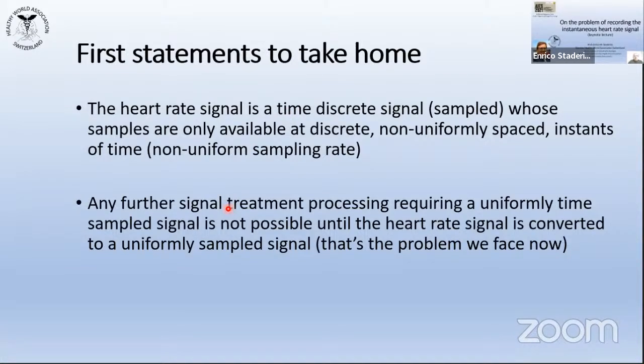So, first statement to take home: the heart rate signal is a time-discrete, sampled signal, whose samples are only available at discrete, non-uniformly spaced instants of time. So we have a non-uniform sampling rate. You know that the heart rate signal, I think, is the only biological signal which is only available in sampled form and in non-uniformly sampled form. Any further signal processing requiring a uniformly timed sampled signal, like a fast Fourier transform, for example, is not possible until the heart rate signal is converted to a uniformly sampled signal. And that's the problem we have to face.